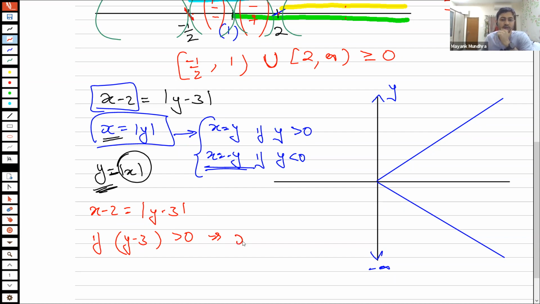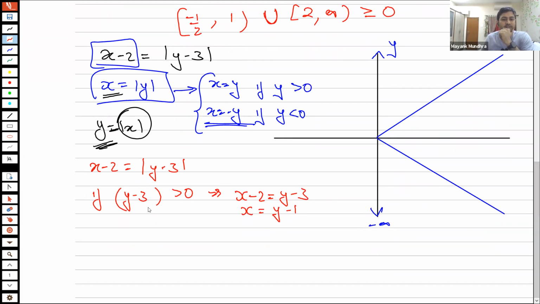So this will just look like x minus 2 equals y minus 3, which is basically x equals y minus 1. So that will be the curve for y minus 3 greater than 0. And what is y minus 3 greater than 0? It's basically y greater than 3. So this is, let's say, y equals 3. So whenever y is greater than 3, the curve is x equals y minus 1. So this is one part.